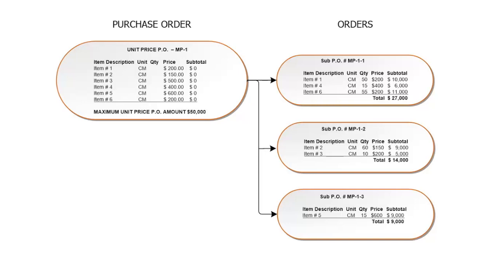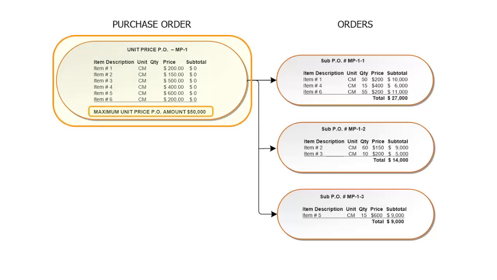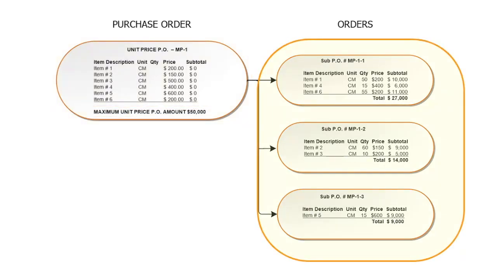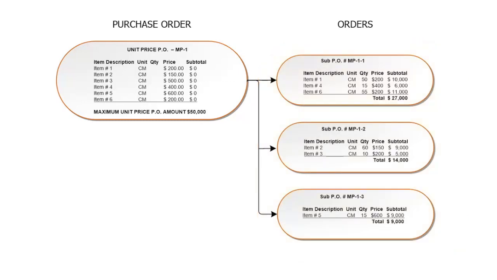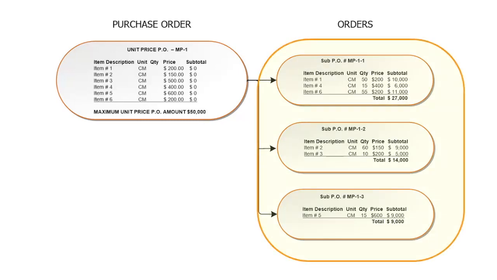When you create a purchase order in Gate 3, two steps are involved. The first step is to create a purchase order with an estimate of the maximum amount in accordance with the budget. The second step is to create an order associated to the original purchase order. Orders can be created as needed until the predetermined maximum order value is reached. This video will demonstrate how to associate an order to a purchase order.